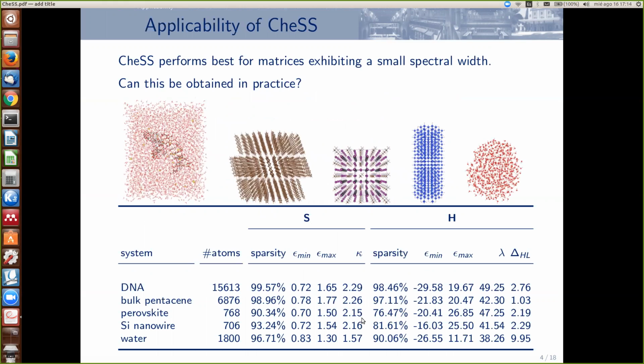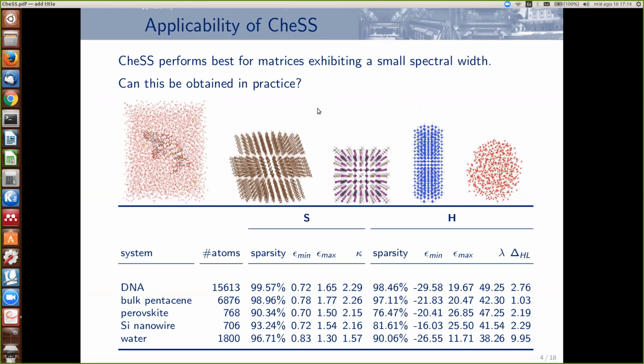So, applicability of CheSS. There are many different solvers to solve these Kohn-Sham problems. What is the situation in which CheSS performs particularly well? I will show you later why, but I can already tell you now that CheSS performs extremely well for matrices that have a very small spectral width. This is basically the overlap matrix and the Hamiltonian matrix. And the question is, can we reach such small spectral width in practice?